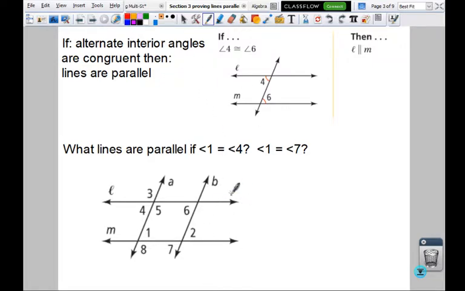Alright, if I have alternate interior angles, then I also have parallel lines. So if I have angle 4 congruent to angle 6 in this picture right here, then L is parallel to M.